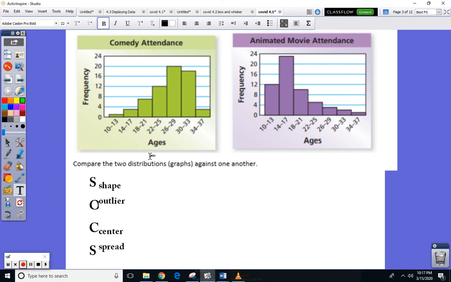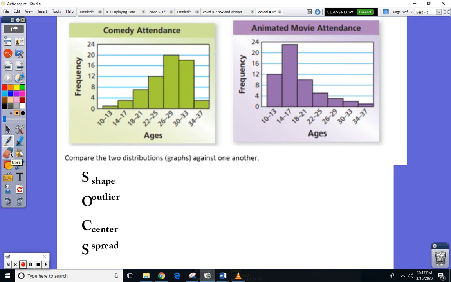Alright, so let's look at it. Let's compare their shapes. The green one versus the purple one. What is the shape of the green one? Okay, the green one is skewed left because it's going to tail out to the left, right? And what is the shape of the purple one? All right, the purple one is going to be skewed to the right. Right, so there's the shapes. Skewed left, skewed right. Outliers. Are there any outliers?